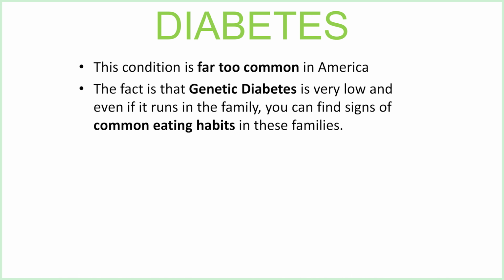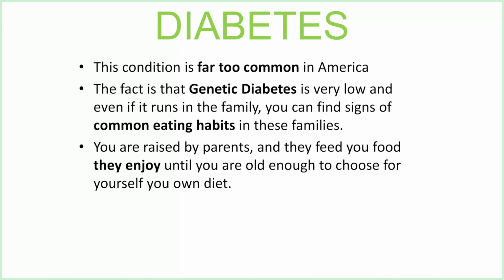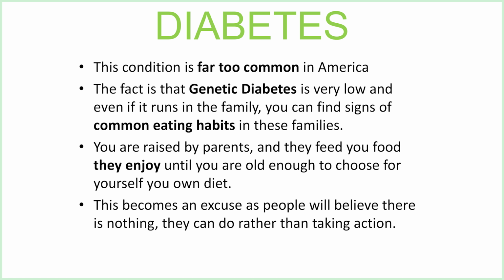The fact is that genetic diabetes is very low, and even if it runs in the family, you can find signs of common eating habits in these families. You are raised by your parents, and they feed you food they typically enjoy until you're old enough to choose your own diet. This becomes an excuse, as people will believe there is nothing they can do rather than taking action. Comfort food is a dangerous thing.